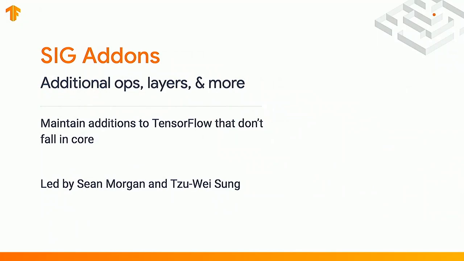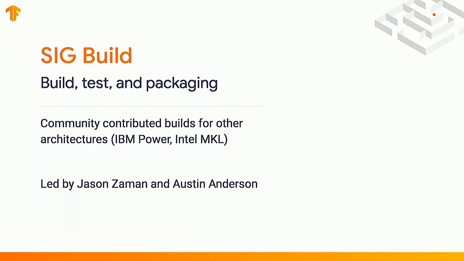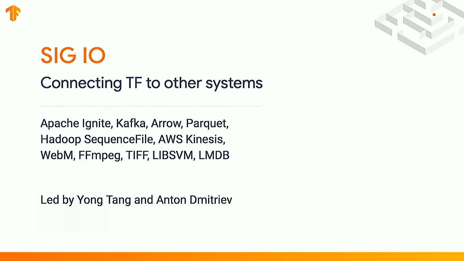I would like to give you an overview of our open source community-led SIGs, and just briefly go through some of the key aspects of the SIGs. The SIG add-ons maintains important additions to TensorFlow and adopted some of the parts of TF Contrib. This SIG is led by Sean Morgan and Su Wei Sang. The SIG build, we have one of the leads actually here with us today, focuses on building and packaging TensorFlow for different distribution environments and is led by Jason Zeman and Austin Anderson. The SIG I/O is focused on supporting extra file systems and file formats for TensorFlow and is an initiative led by Yong Tang and Anton Dmitriev.